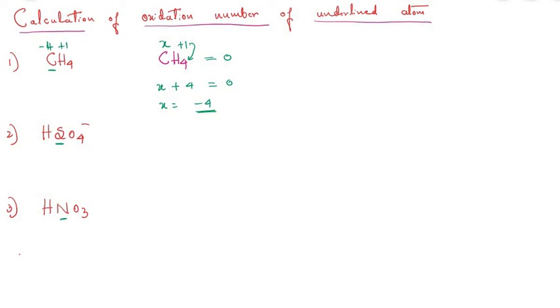But we should remember the total oxidation number of this whole molecule is also equal to 0, because here 1 into 4 becomes +4, and +4 and -4 both get cancelled, and it becomes 0.